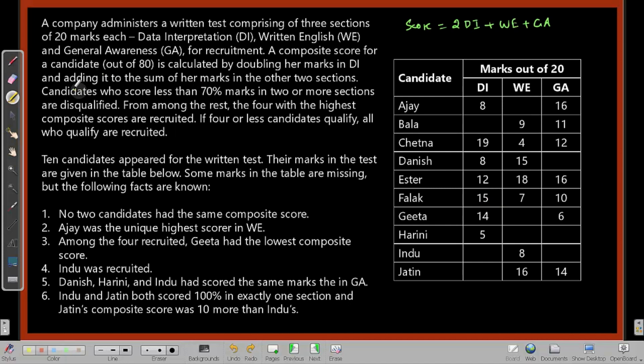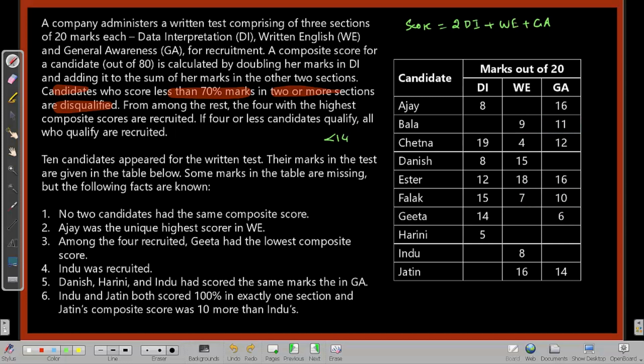And then it says that candidates who score less than 70% marks in 2 or more sections are disqualified. 70% of 20 is a score of 14. If you're scoring less than 14 in 2 sections, then you are disqualified. For example, in Bala's case, he's got less than 14 in 2 sections, so he's going to be disqualified. And even in the case of Falak, 2 sections, he is going to be disqualified. And some people are going to be qualified.